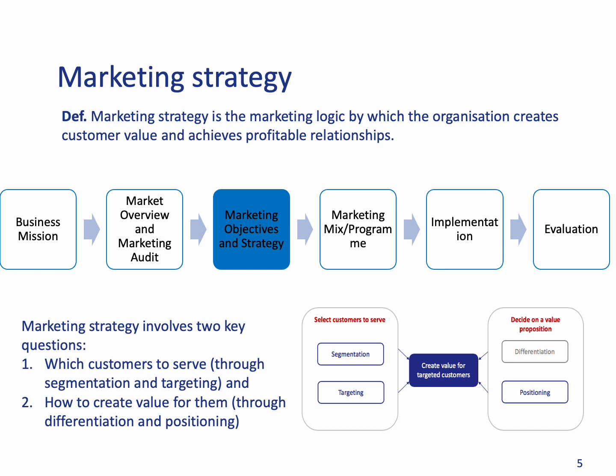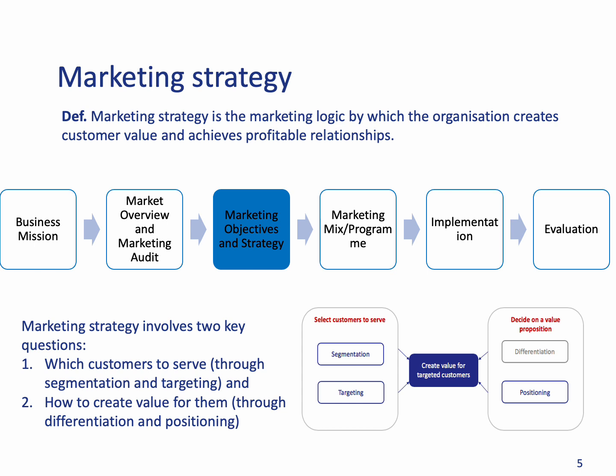The more formal definition is that it is the marketing logic by which an organization creates customer value and achieves profitable relationships. The marketing strategy essentially involves 2 key questions. Number 1, which customers to serve, and we do this through something called segmentation and targeting. And number 2, how will we create value for them? And this is something we do through differentiation and positioning. So now let's briefly discuss all those steps: segmentation, targeting, differentiation, and positioning.